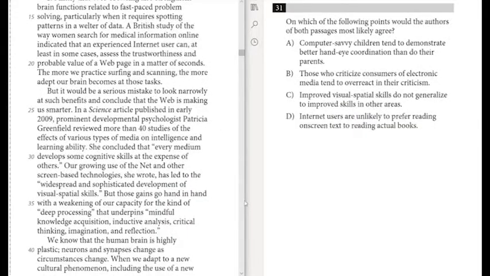Question 31 is a very difficult question because you'd really have to be deeply familiar with the passages to answer it quickly and effectively.